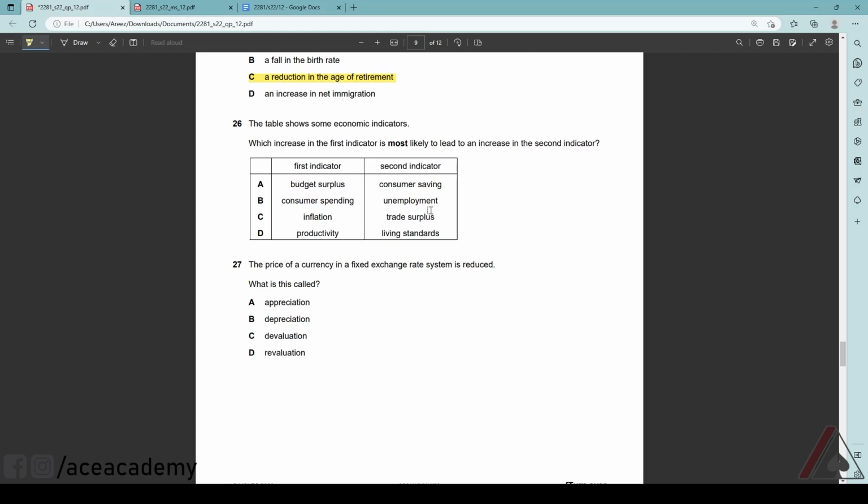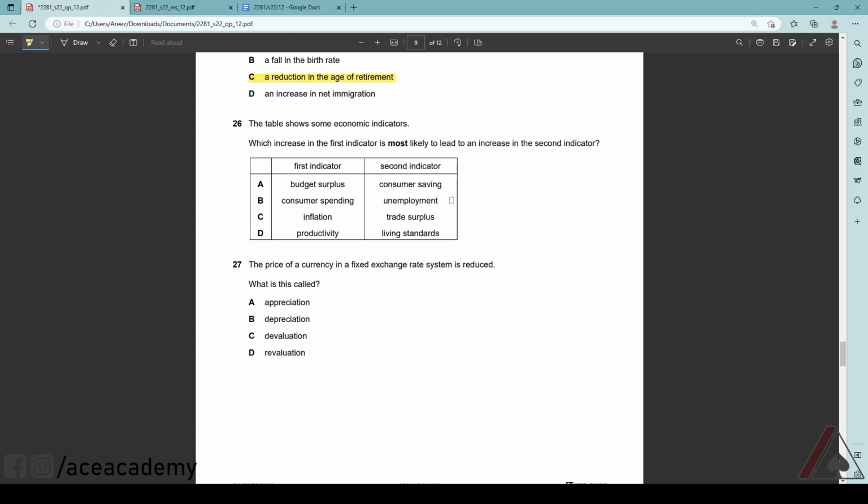So it can lead to consumer savings, but the reason why A isn't your answer, most probably, is because the link from budget surplus to consumer saving is very, very complicated, right? Your budget surplus would have to lead to an increase in government spending, and that would lead to people saving, and it's far more complicated. So A is not the answer. B is consumer spending and unemployment.